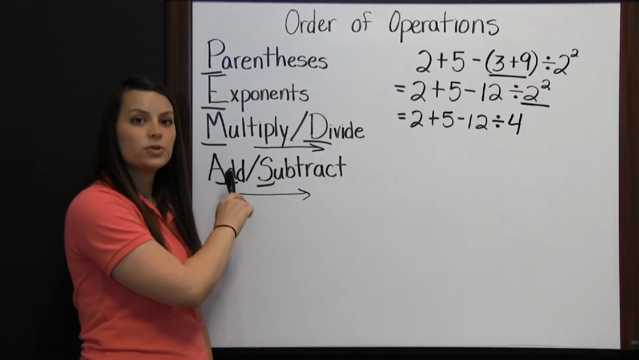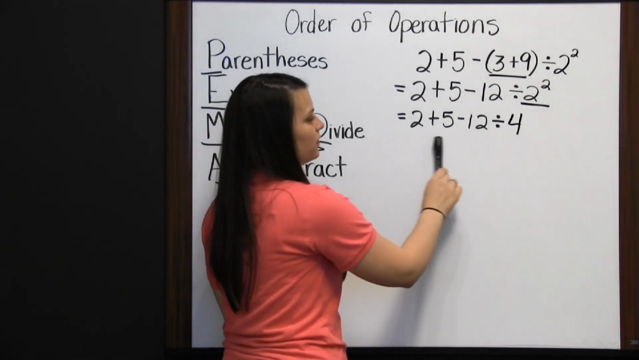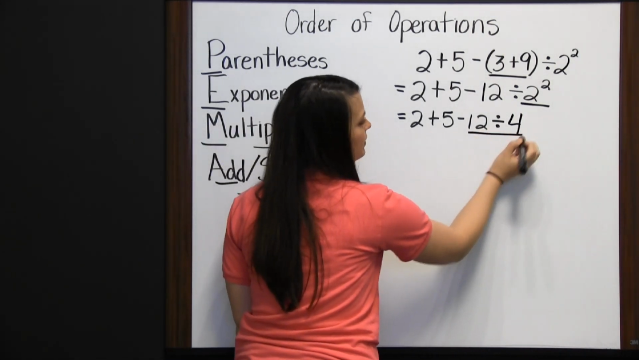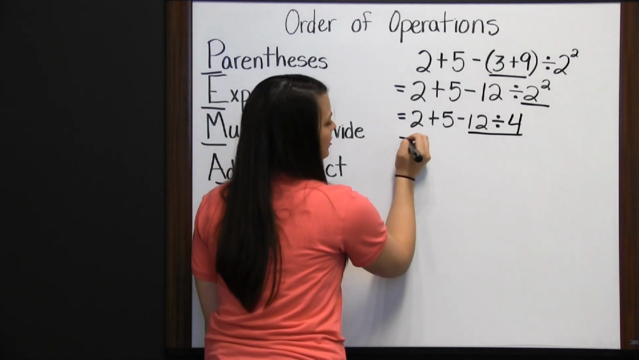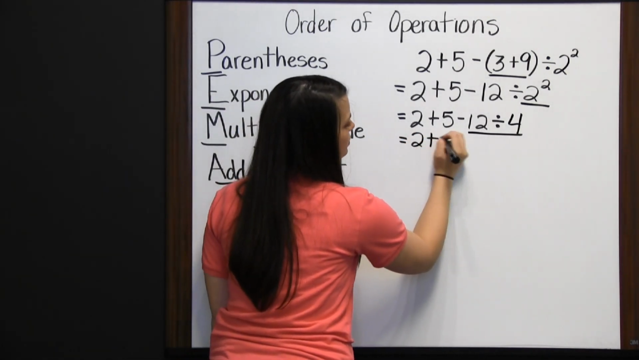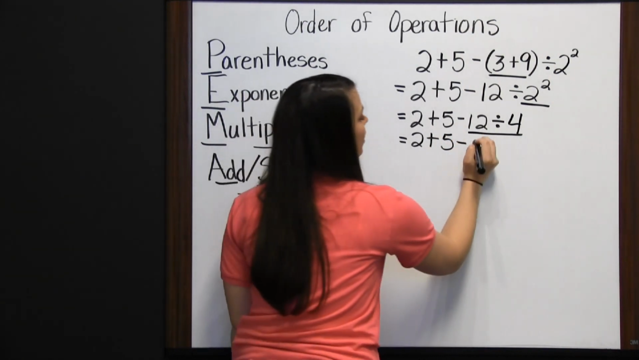Then we have our multiplication and division from left to right. So as I look from left to right, all I have is this one division operation to perform. So that'll be the next thing we do. 2 plus 5 minus 12 divided by 4 is 3.